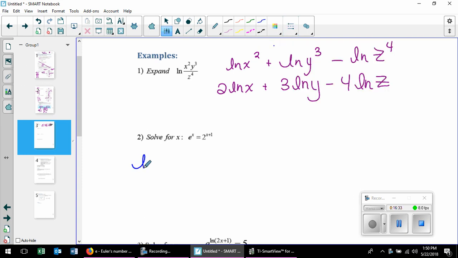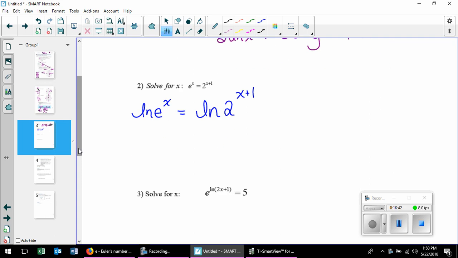So I'm going to have ln e^x = ln 2^(x+1). So bring the exponents to the front. Why did I put that in brackets? Because it's one exponent, but the ln is applied to both the x and the 1. So you need to get into a habit of putting the brackets there.